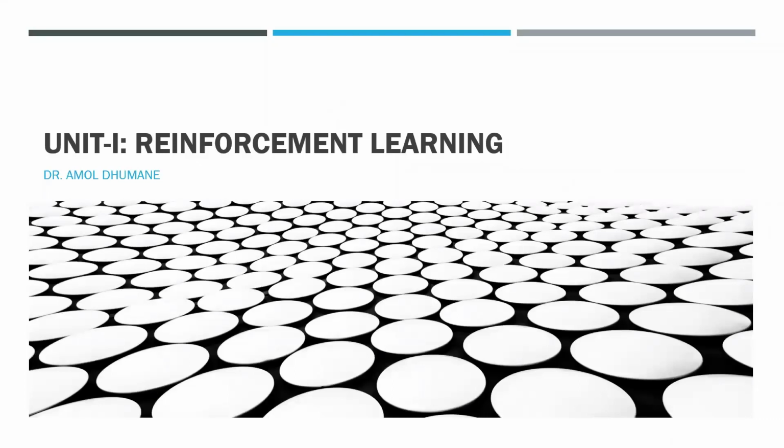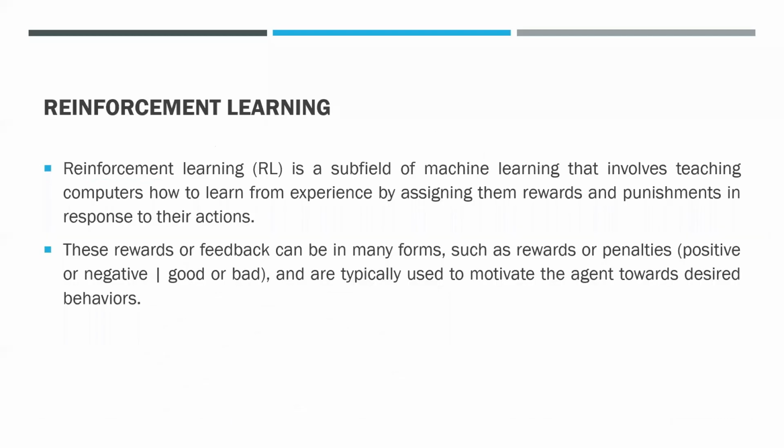Hello students. Today we are going to see the third type of machine learning, which is known as reinforcement learning. Earlier we have seen supervised learning and unsupervised learning. Now let us see what reinforcement learning is. Reinforcement learning is a subfield of machine learning that involves teaching a computer how to learn from experiences. Okay, so here we can say that we teach the computer to learn from its own experiences.